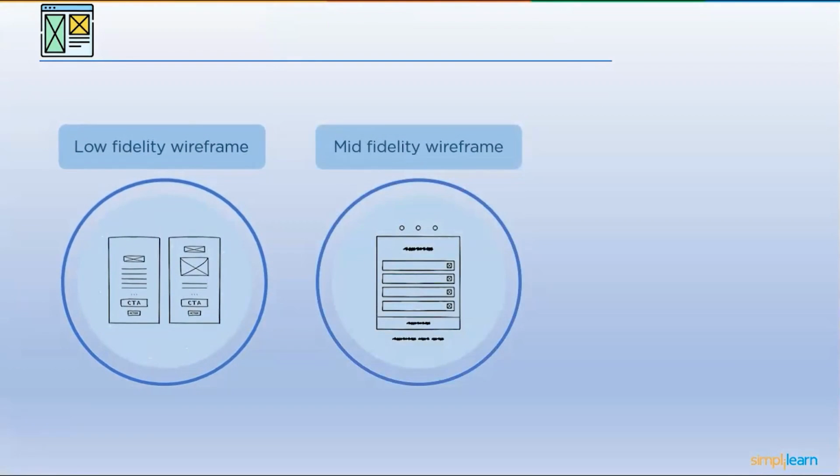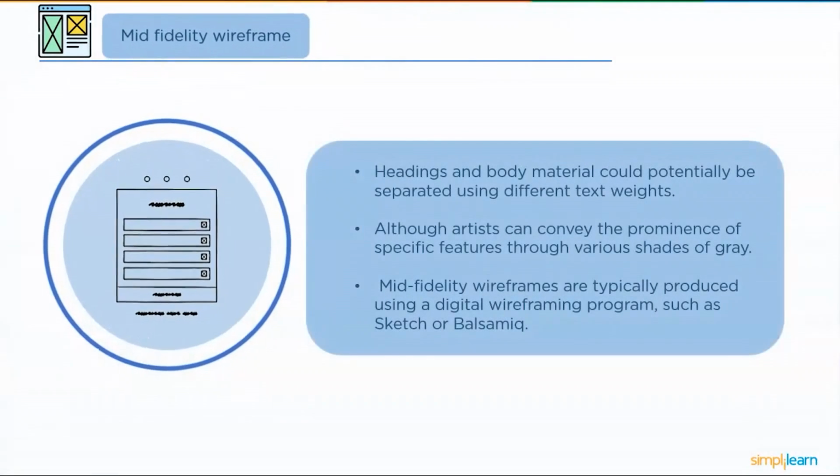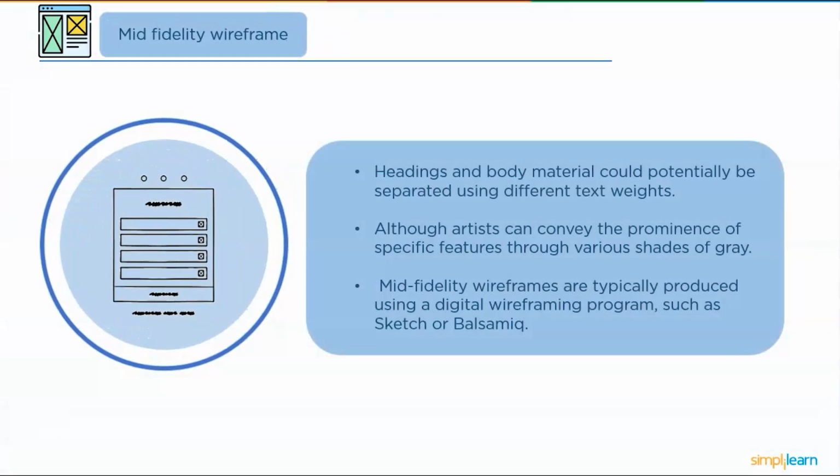The second one is mid-fidelity wireframes, the most popular of the three. While they avoid distractions like graphics and distracting fonts, they mostly focus on specific features distinct from one another. Headings and body materials could potentially be separated using different text weight. Although remaining in black and white, artists can convey the prominence of specific features through various shades of gray. These are typically produced using a digital wireframing program such as Sketch or Balsamiq, and they are still useful in the early stages of a design.